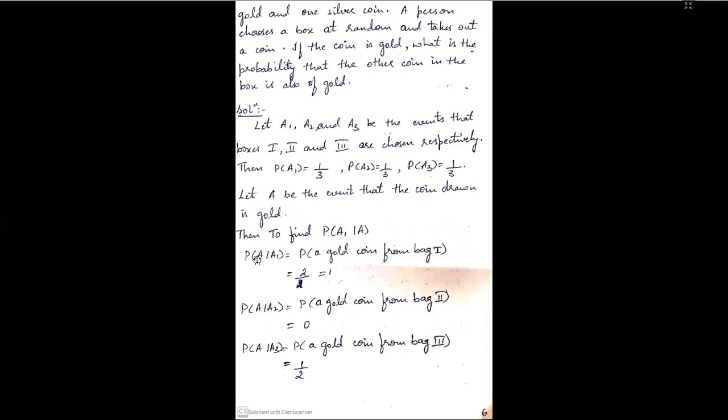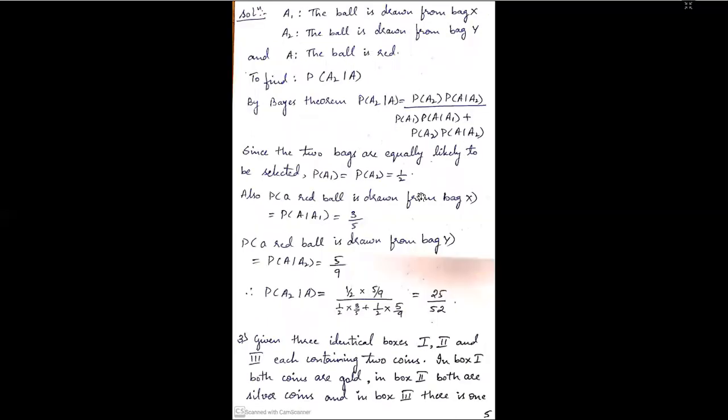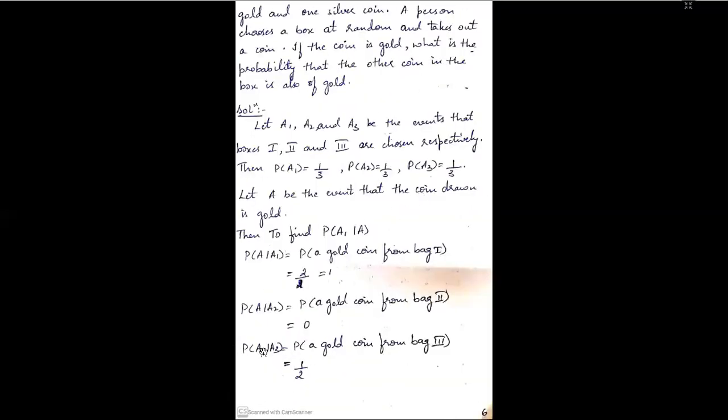To do that, we need to find out the probability of A given A1, that is, a gold coin is drawn from bag 1. Since in bag 1 both are gold coins, the probability of getting a gold coin is 2 by 2, which is equal to 1. The probability of A given A2, a gold coin from bag 2, is equal to 0, as there are no gold coins, only silver coins. And the probability of A given A3, a gold coin from bag 3, is equal to 1 by 2, as there is 1 gold and 1 silver.